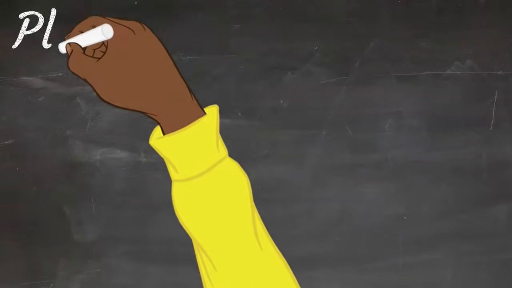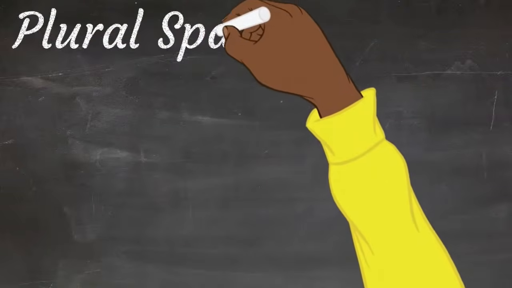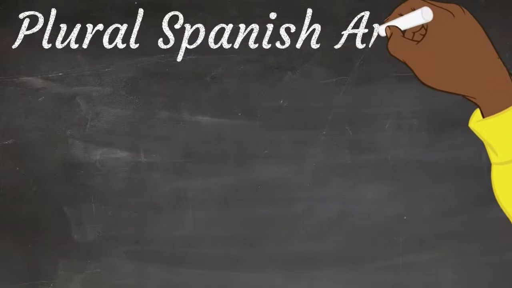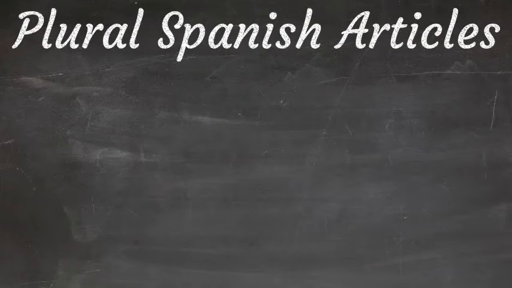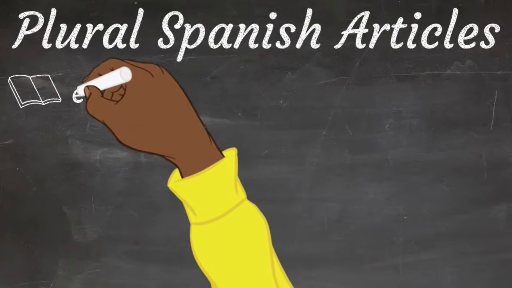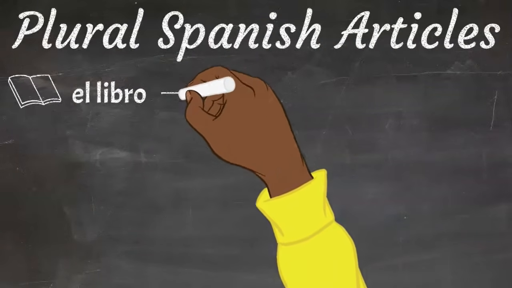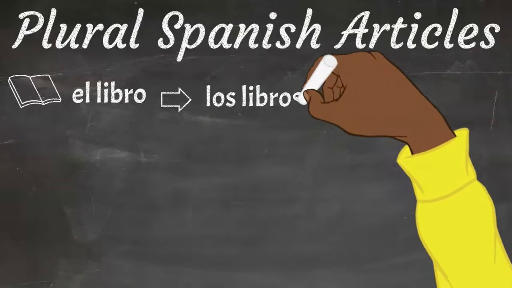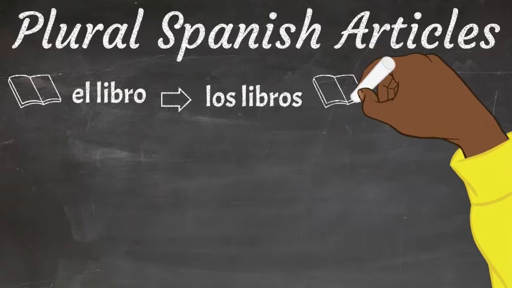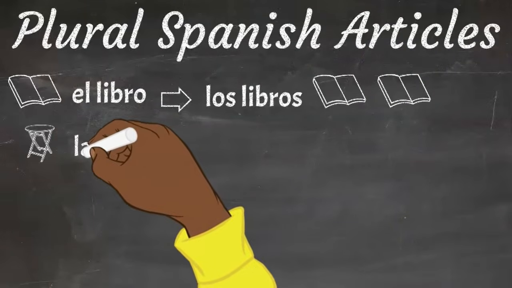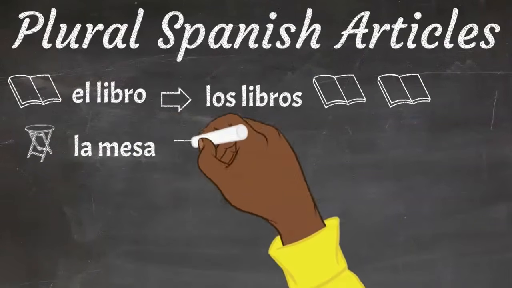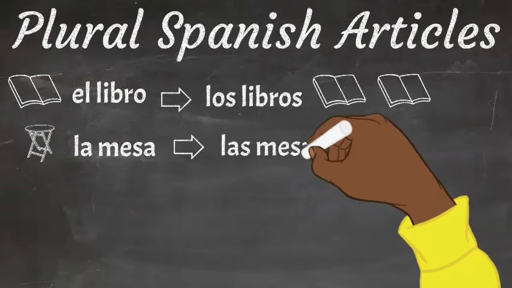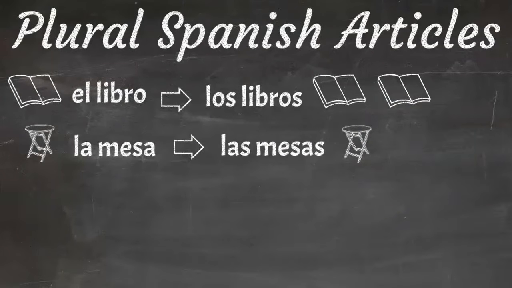Sorry, Amanda. Well, some nouns are plural. So articles in Spanish also have plural forms. Here are some examples. El libro, the book, becomes los libros, the books. La mesa, the table, becomes las mesas, the tables.